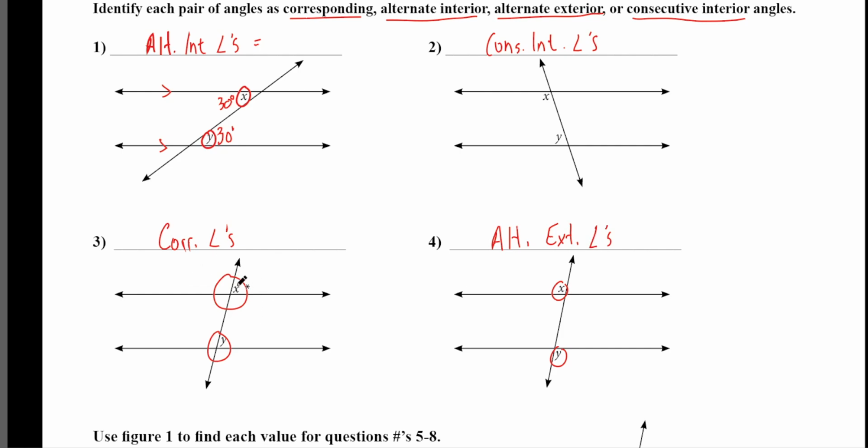Okay, let's skip to number 3. What about corresponding angles? X and Y. What's true about those angles? They're equal to each other as well, so I'll just put equal. What about alternate exterior angles? What's true about them? They're also equal to each other.